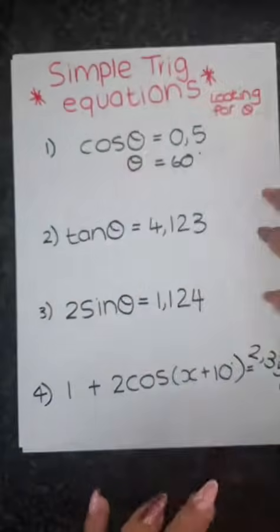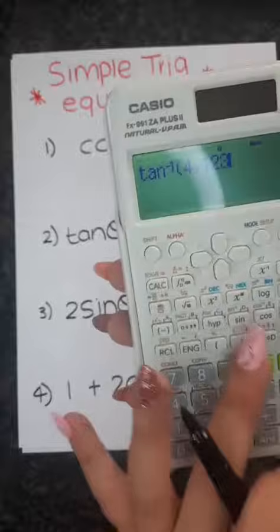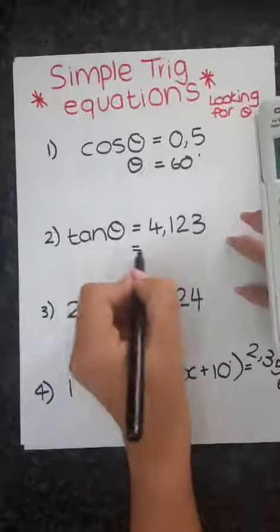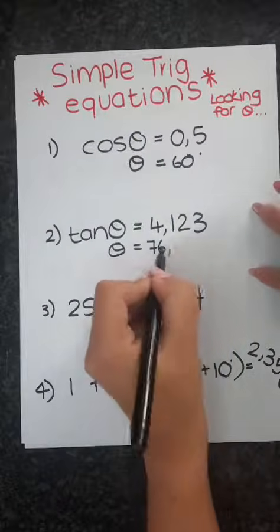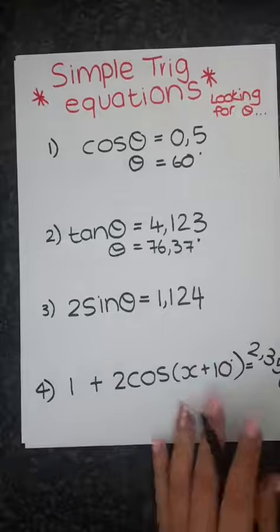Okay, tan theta equals 4.123. Shift tan 4.123. And I get theta equals 76.37, if I round off to 2 decimal places.